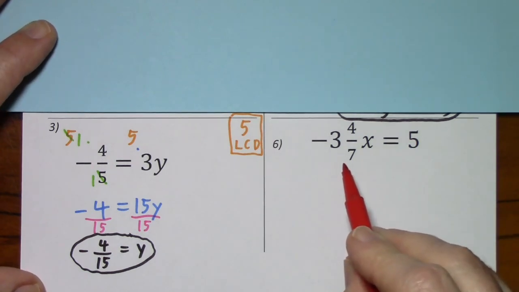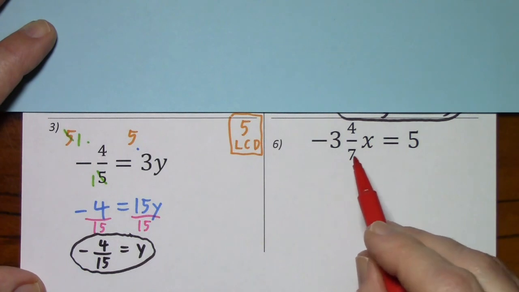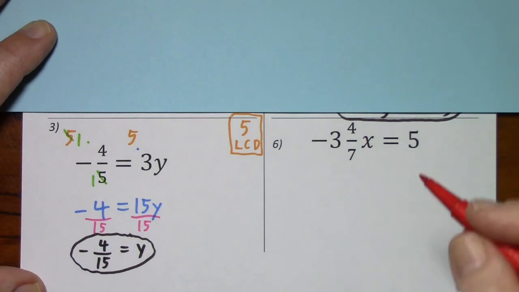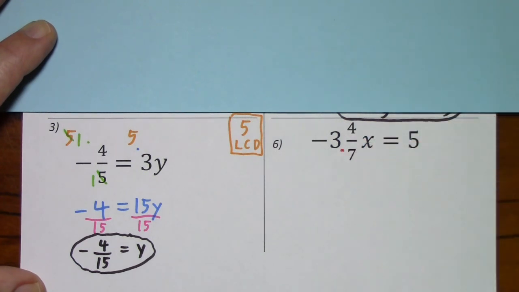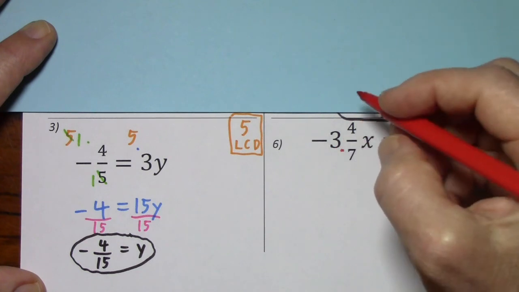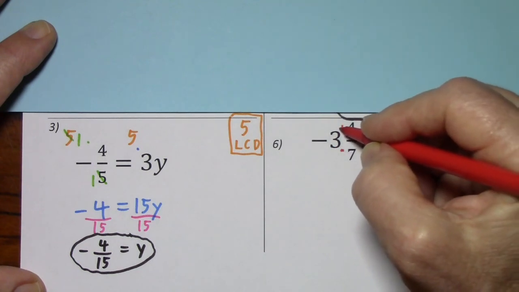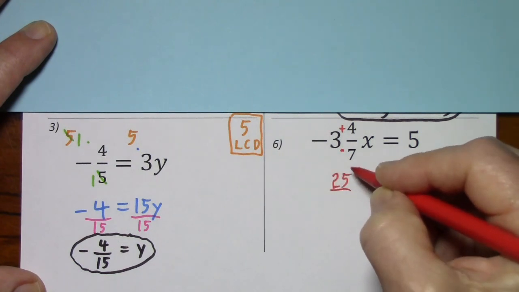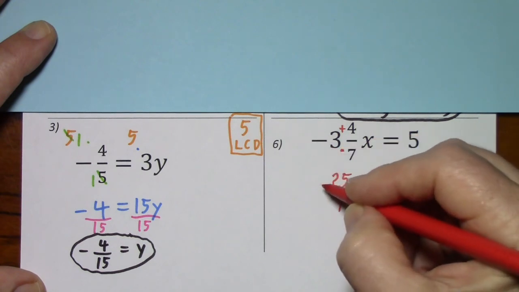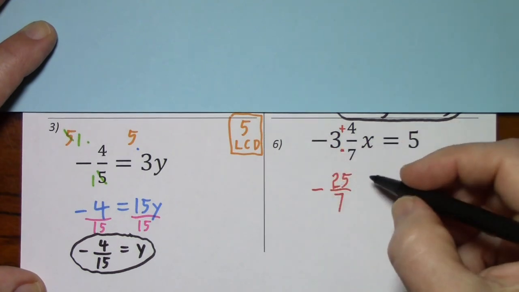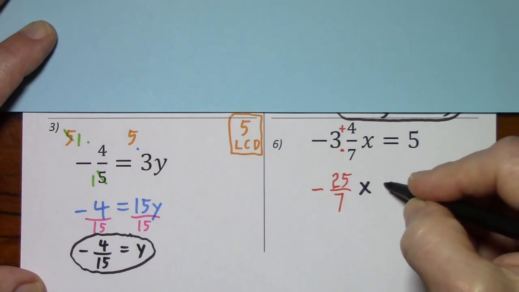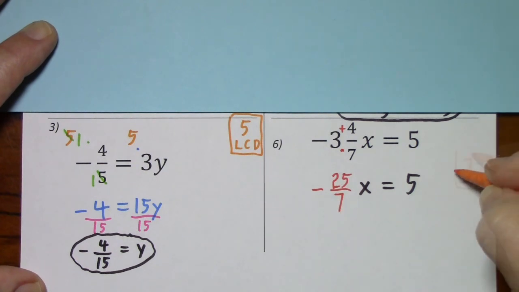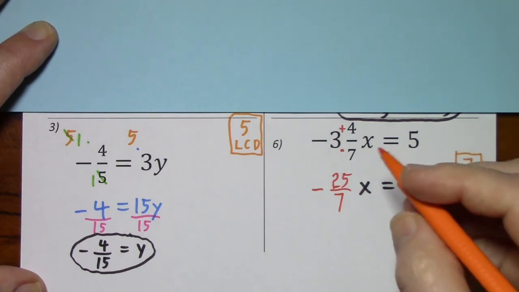Looking at this one with a mixed number, we're going to want to multiply or divide. You cannot multiply or divide by a mixed number. We have to make this improper. So 7 times 3 is 21, plus 4 is 25. Keep that denominator, and of course it's still negative. Bring down our x and the 5. Now the least common denominator is 7.